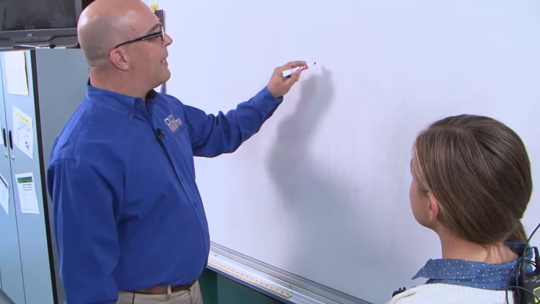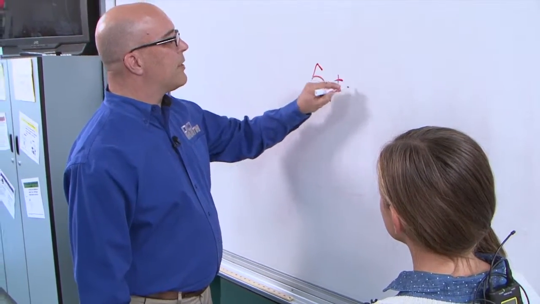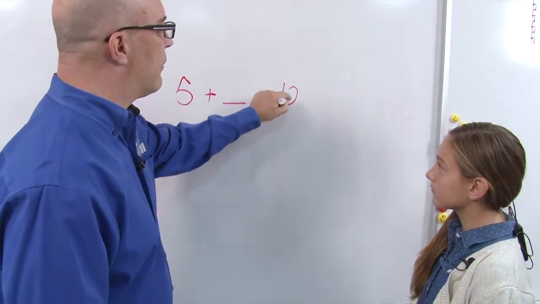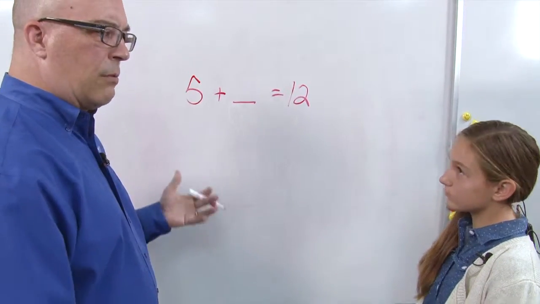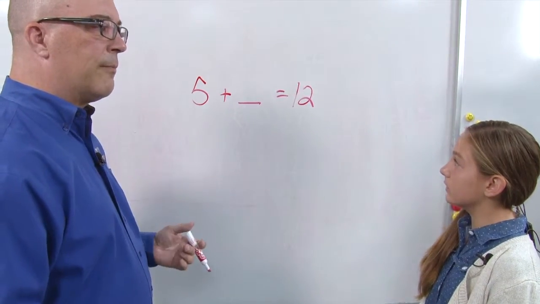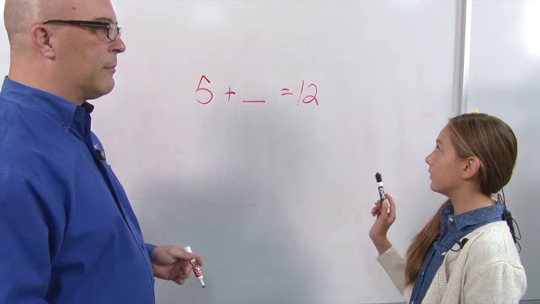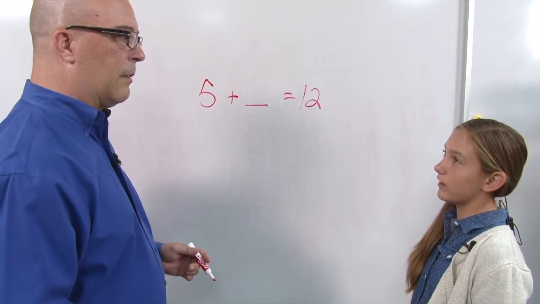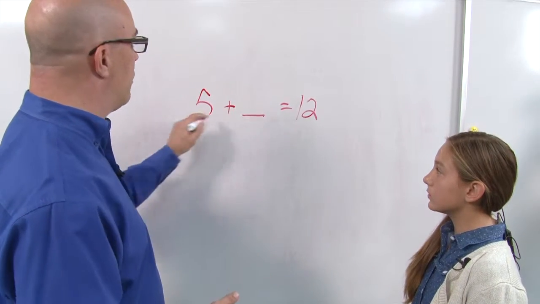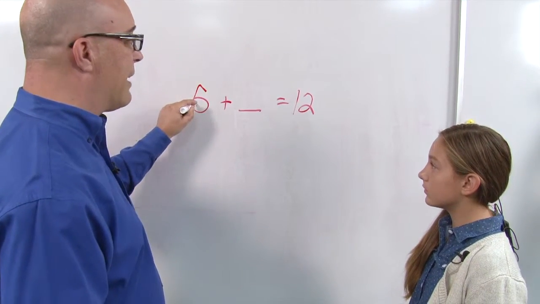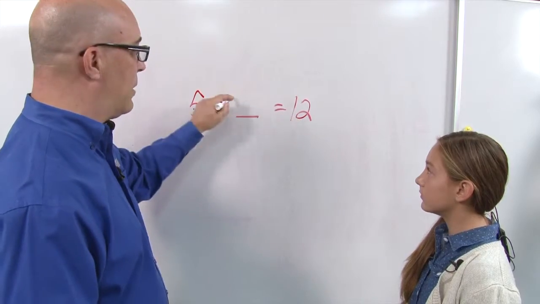So if I had 5 plus something is equal to 12, do you know what would go in there? 7. How do you know? Because if you subtracted, 12 minus 7 equals 5. In order to do that, what you could do is just take away 5 on this side and 5 on that side, right? You would know that's 7.